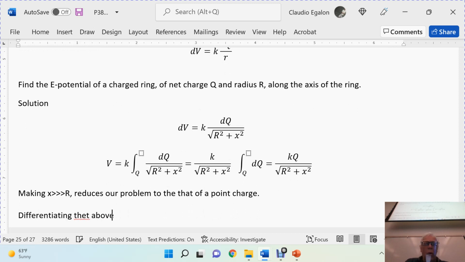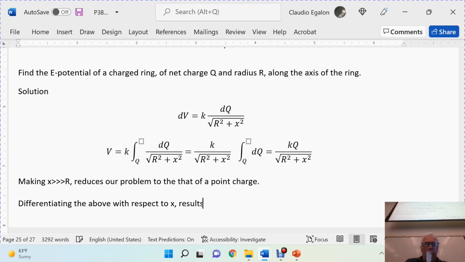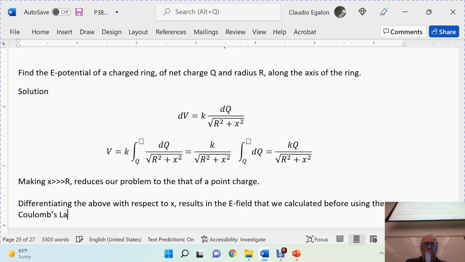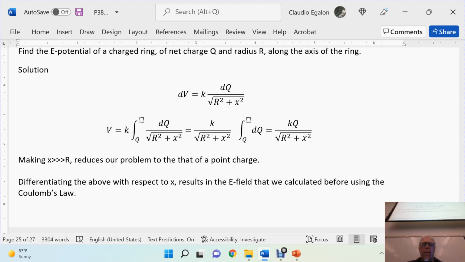Differentiating the above with respect to x results in the electric field that we calculated before using Coulomb's law. So that's what we have for this problem.